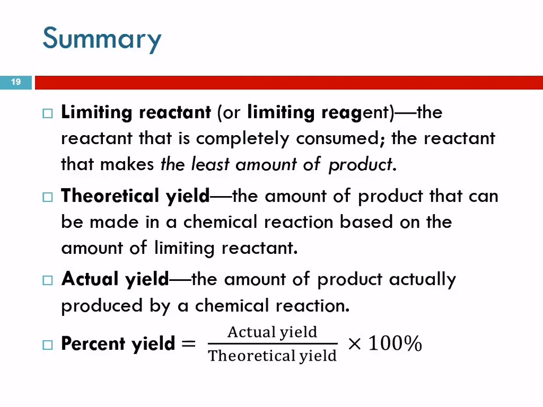And then here's the equation for percent yield. The actual yield divided by the theoretical yield times 100. And again, we're using percent here as a unit. Do not use the percent button on your calculator when you multiply by 100%. It'll give you the wrong answer.